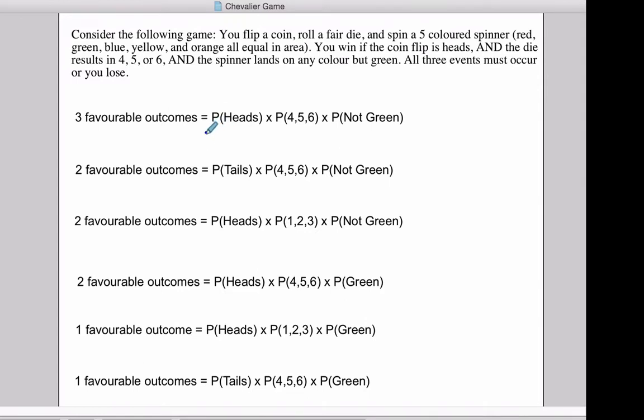So now, if we're going to consider what the probability of having 3 favorable outcomes and winning is, well, the probability of heads is 1/2 times the probability of rolling a 4, 5, or 6, which is 1/2, times the probability that it is not green, which is 4 out of 5. And so this is going to be 4 over 20, which is equal to 1/5 or 20%. So you've got a 20% chance of winning at this game.